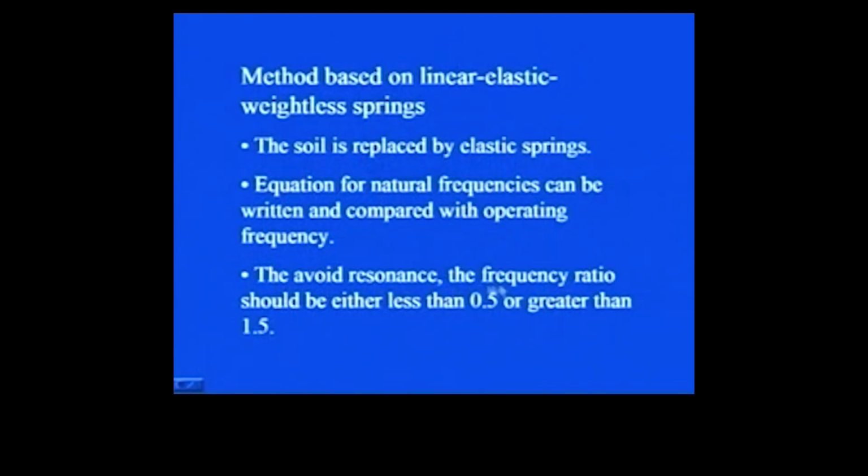To avoid resonance, the frequency ratio should be either less than 0.5 or greater than 1.5. We have seen that the resonance condition occurs exactly at a frequency ratio equal to 1. However, in the vicinity of R equal to 1 the amplitude values are also quite high. That is why, to avoid any kind of resonance, the frequency ratio is kept outside the range of 0.5 to 1.5.